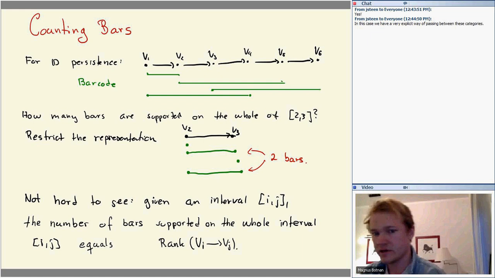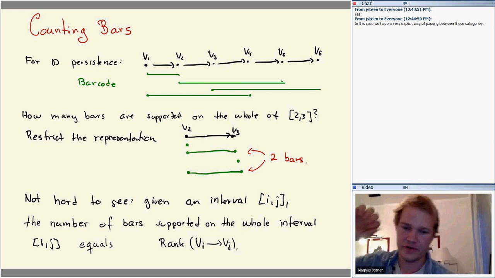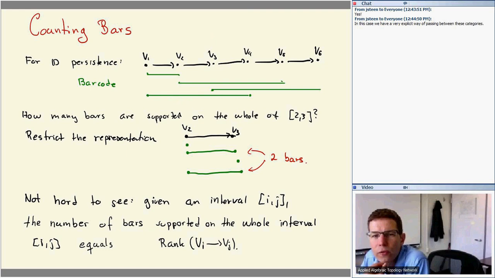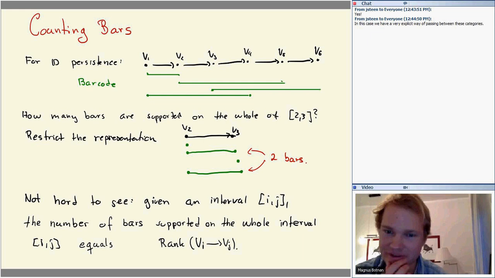In general, it's not hard to see that, given any interval ij, if I want bars on this whole interval, it's just the rank of the map from the vector space over i to the vector space over j. It's a simple rank computation. So if I give my full quiver here, how many bars extend over the whole quiver is just the rank from the vector space at the initial vertex to the vector space at the terminal vertex. You can do this over any poset. That's the setting we're working in right now.